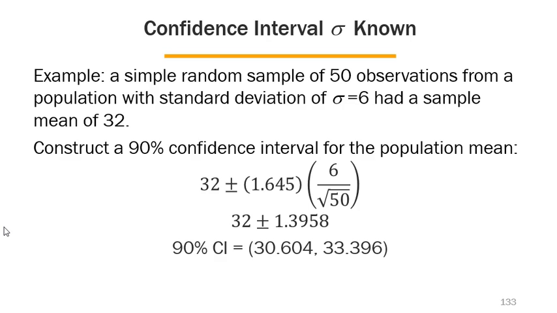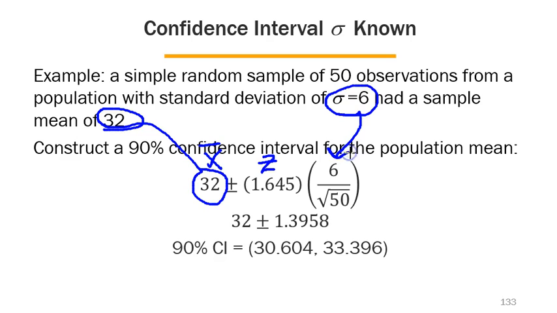So if we want a 90% confidence interval for the population mean, the starting point is x bar, right? So this part here is x bar, and then this value here is our z value. Then we have sigma goes in there, that part of standard error, and then the number of observations n fits in down here into the denominator, so we take the square root of n. If you make this calculation here, 6 divided by square root of 50 times 1.645, you should get 1.3958. And then to get the confidence interval, we simply subtract that to get 30.6 and add that to get 33.396. And that gives the confidence interval.